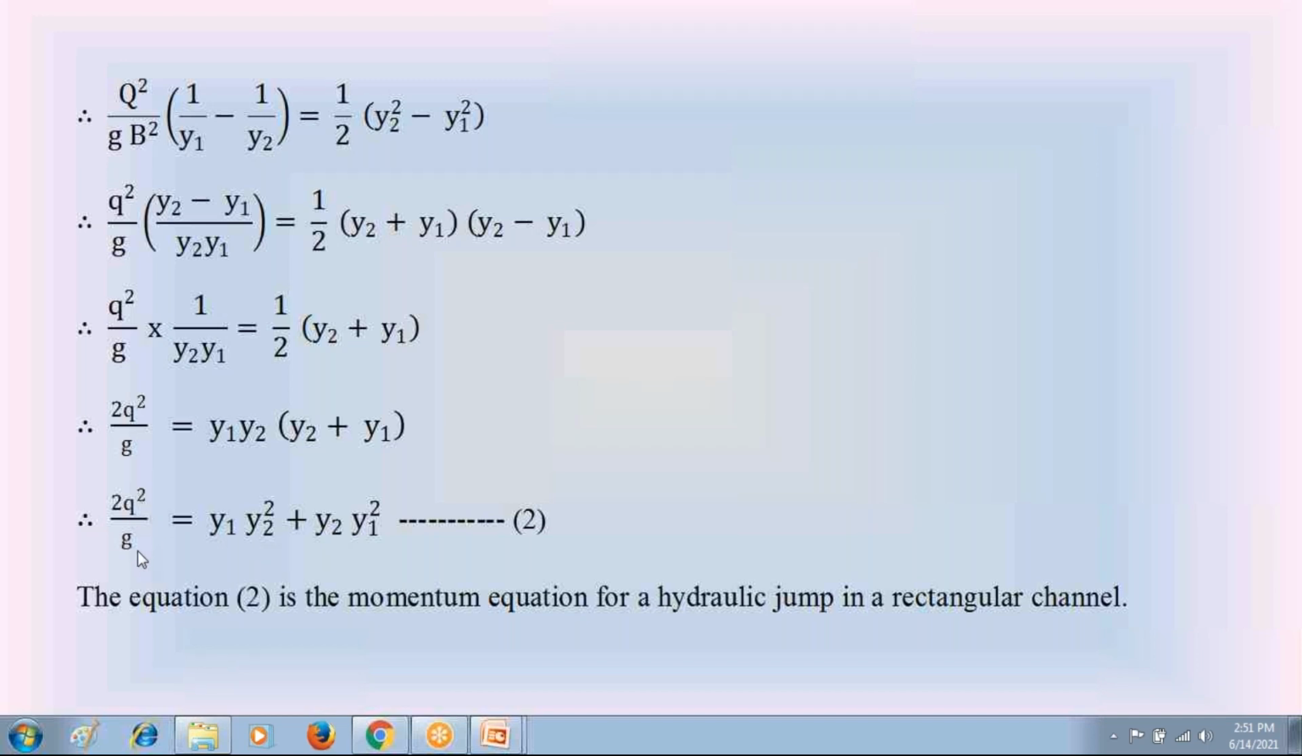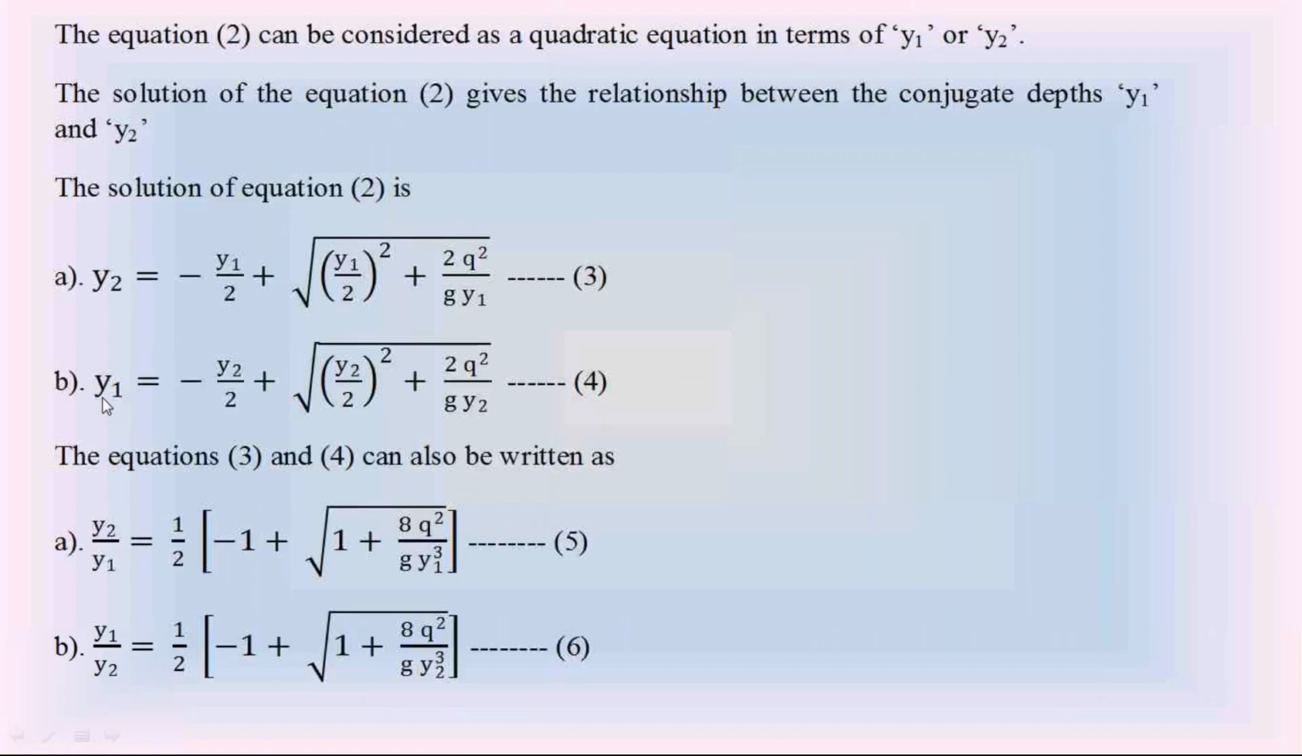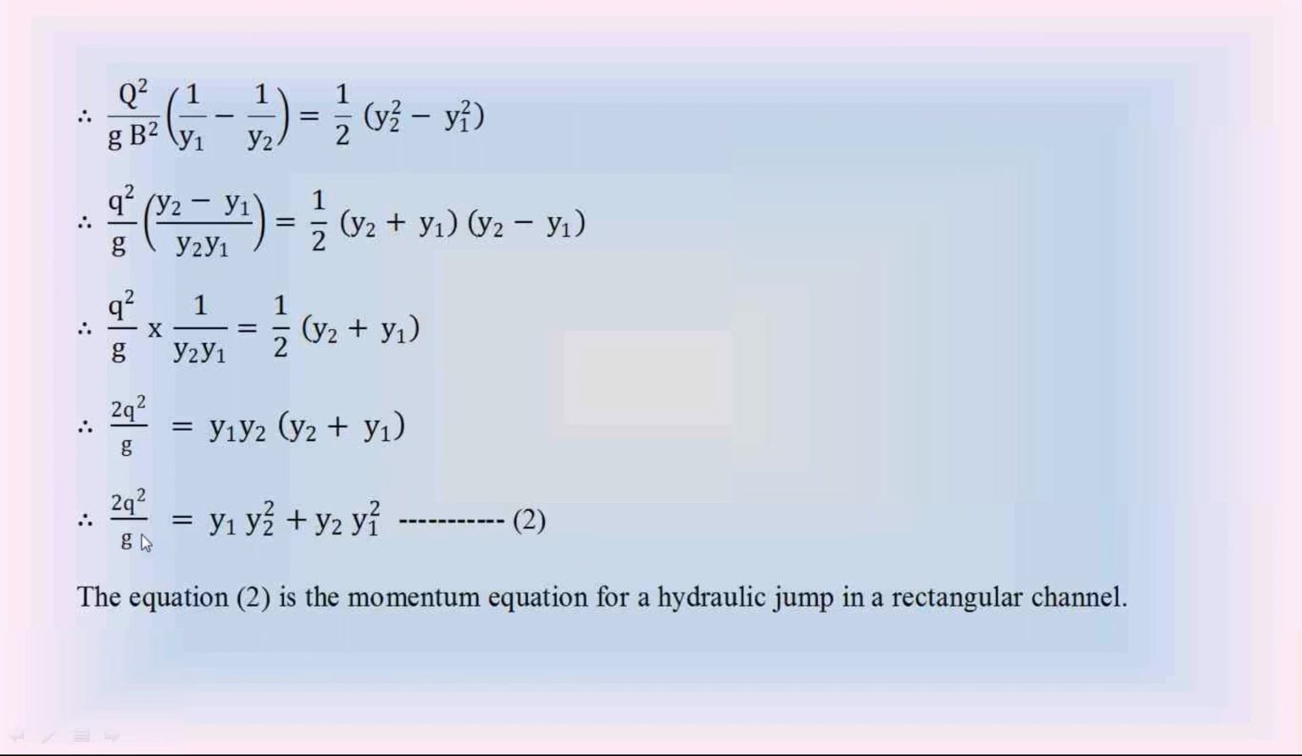Then apply the quadratic solution. X is equal to minus b plus or minus root of b square minus 4ac by 2a. I will get this y1 is equal to like this. I will get the y1 depth equation, quadratic equation in terms of y1. So y1 is equal to minus b, that is minus y2 by 2, plus root of b square, that is y2 by 2 whole square, plus 4ac. Actually it is minus 4ac, but here if I bring this 2q square by z to the right hand side, it becomes minus.